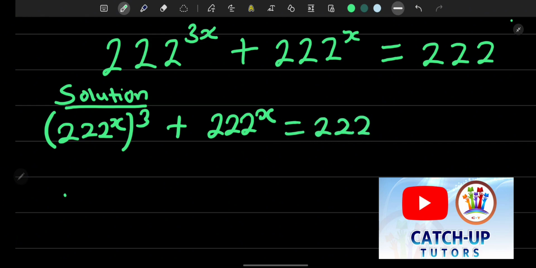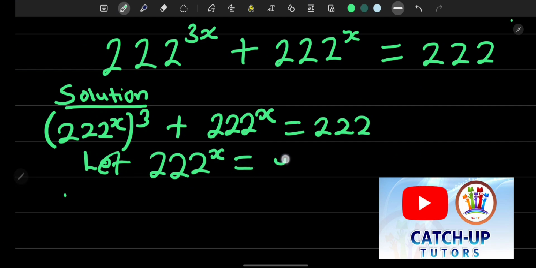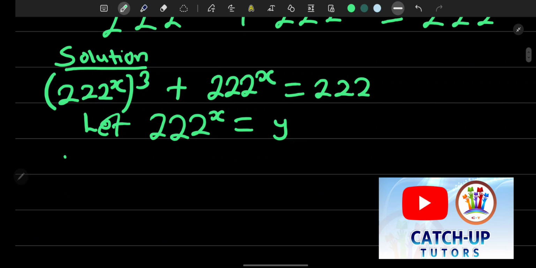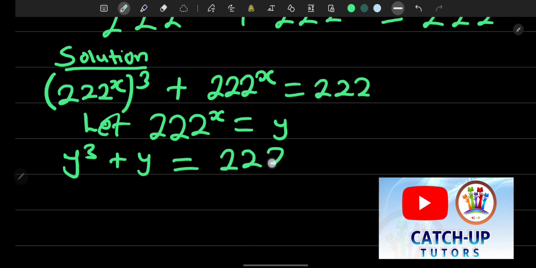equals 222. Okay, so looking at the left hand side of the equation, we have two terms there, and 222 raised to the power of x is common in each of the terms there, so we can just represent that to be y. Okay, so let 222 raised to the power of x be y. Okay, so by implication now we can rewrite this equation in terms of y, and that can be written as y cube plus y equals 222.